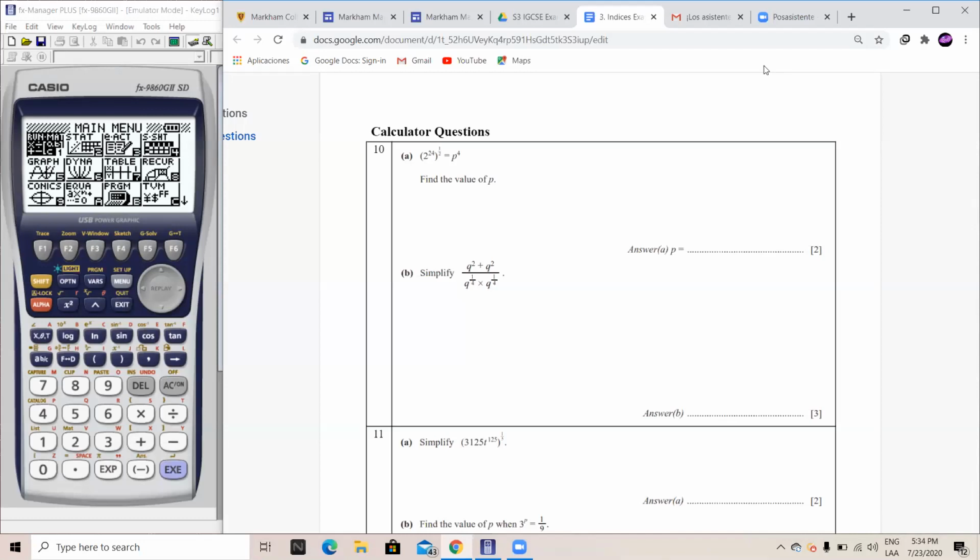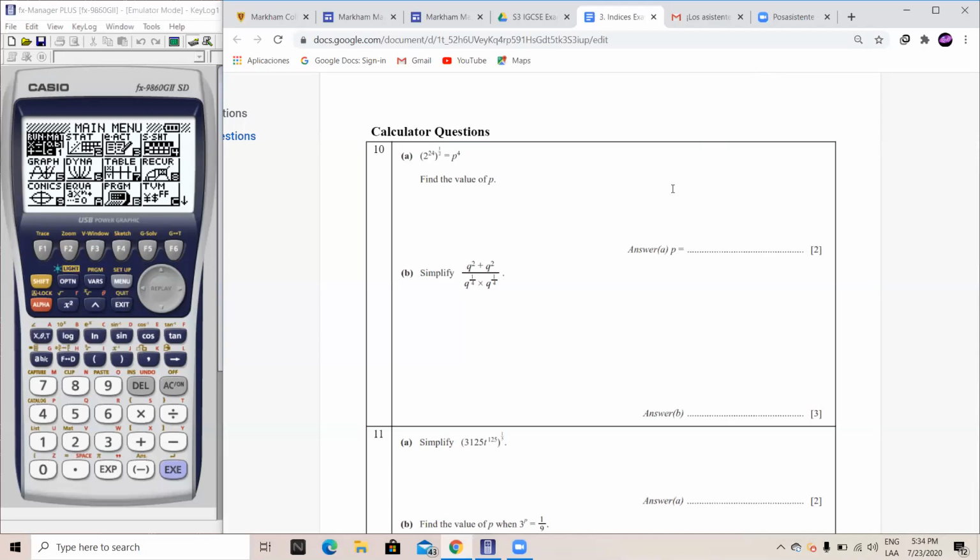Today we're solving some indices questions of the IGCSE calculator exam. First of all, we're going to start with question 10a. The question asks you to find the value of p. So you have 2 to the power of 24, in brackets, to the power of 1/2, equals p to the power of 4.